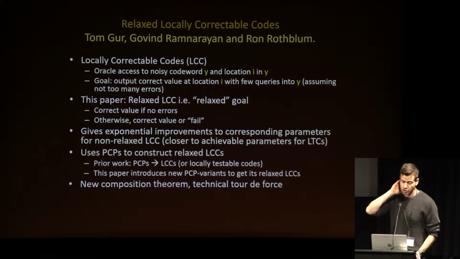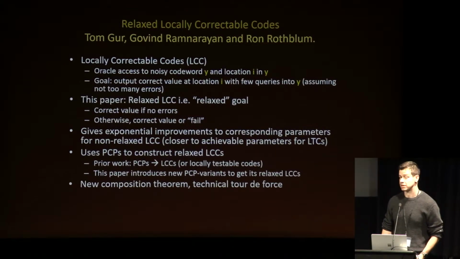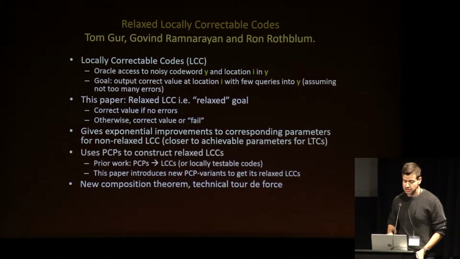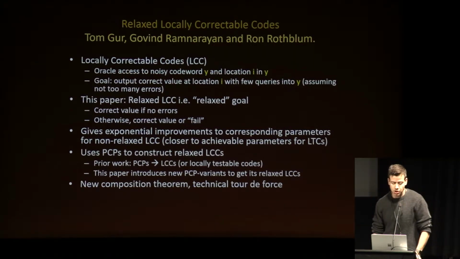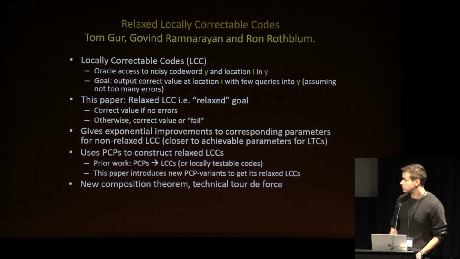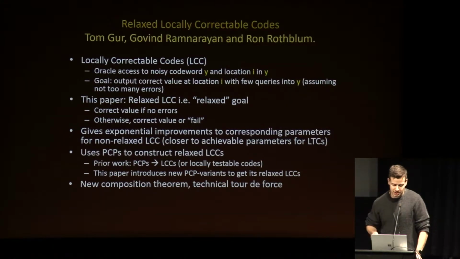And in this paper, Gur, Ramnarayan, and Rothblum show under this relaxation exponential improvements to the parameters, talking about query complexity and rate of the code, exponential improvement over what was known for strict local correction. And these improvements use PCPs to construct these relaxed locally correctable codes. Prior work showed how to use strong PCPs to construct strong locally correctable codes. This paper shows relaxed variants of PCPs and how they can be used to construct relaxed locally correctable codes with improved parameters. I think we'll hear about a new composition theorem that they show. And looking at the reviews, reviews said this was a technical tour de force.